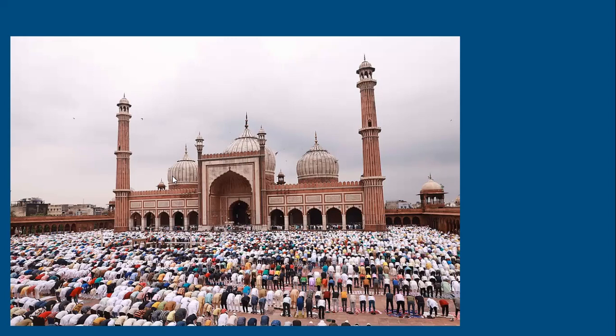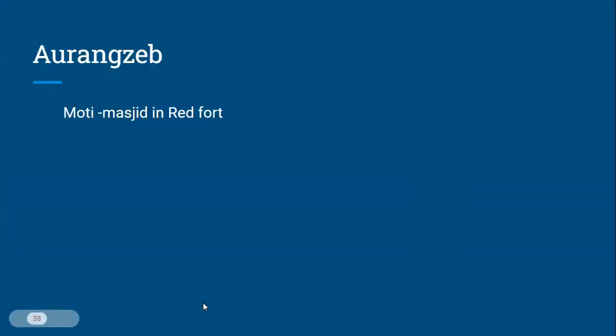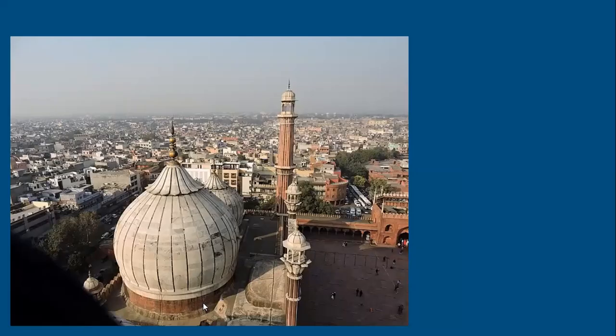यहाँ पे आप देख सकते हो series of domes are there. So 1, 2, 3, 3 domes are there. So many arches are there, minarets are there. And यहाँ पे आप देख सकते हो dome के ऊपर there is a black strips design. Okay, so this is the feature of this. So this is the architecture under Shah Jahan.